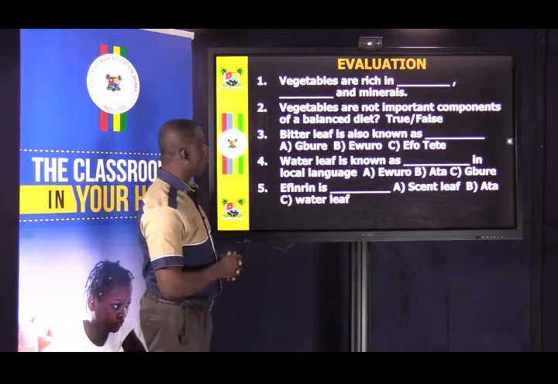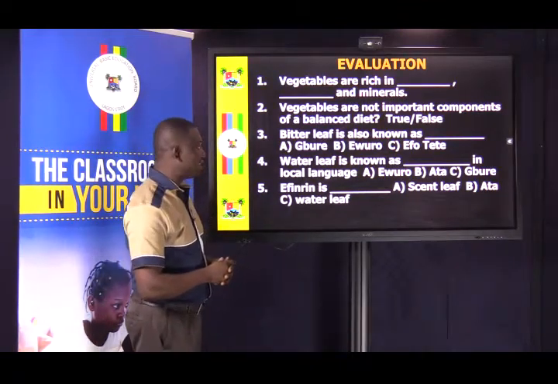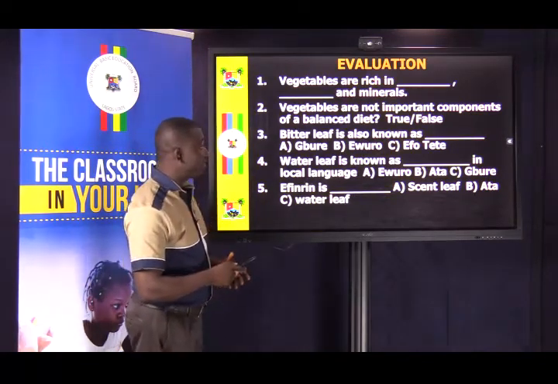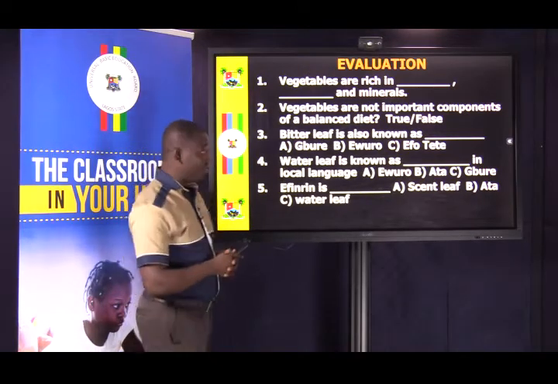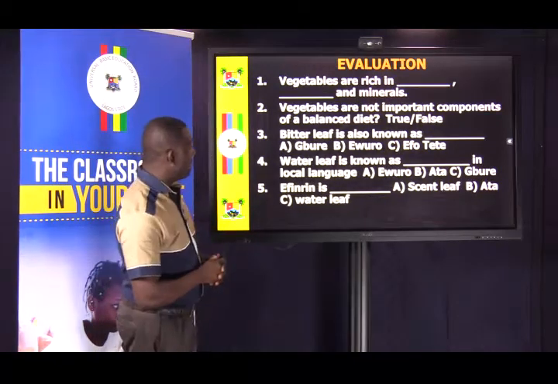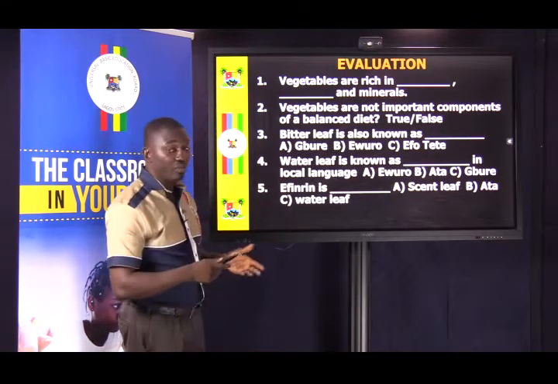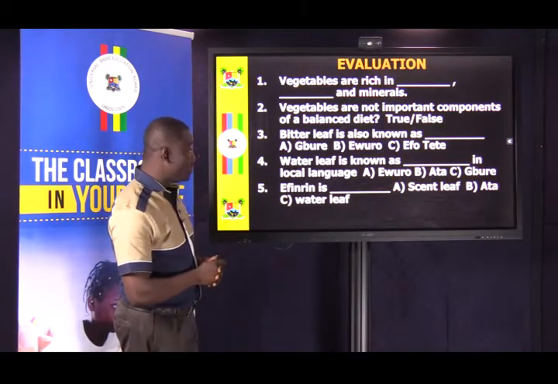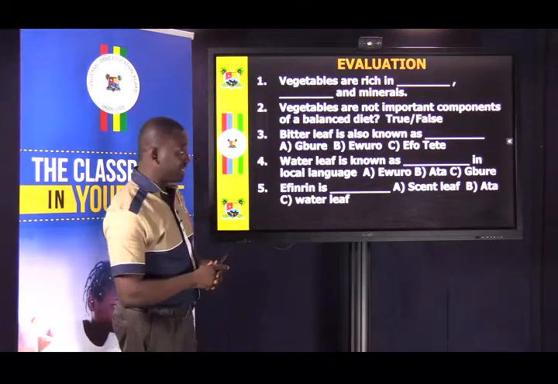Okay, number 3. Bitter leaf is also known as dash. Bitter leaf is also known as dash. Is it gure, ewuro, ẹ̀fọ́ tẹ̀tẹ̀? Okay, I believe you must have done justice to that. So let's move on to number 4. Water leaf is known as dash in local language. In Yoruba local language, water leaf is known as dash. Is it ewuro? Is it ata? Is it gure? Ewuro, ata, or gure?